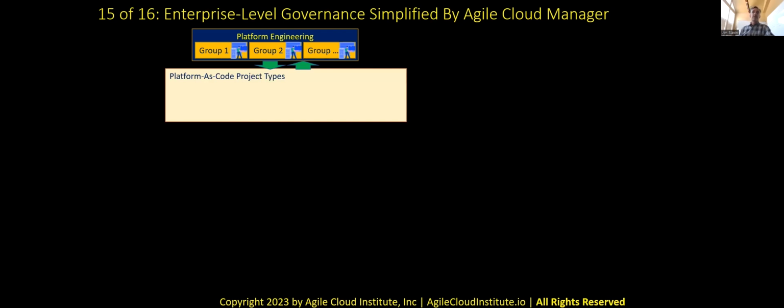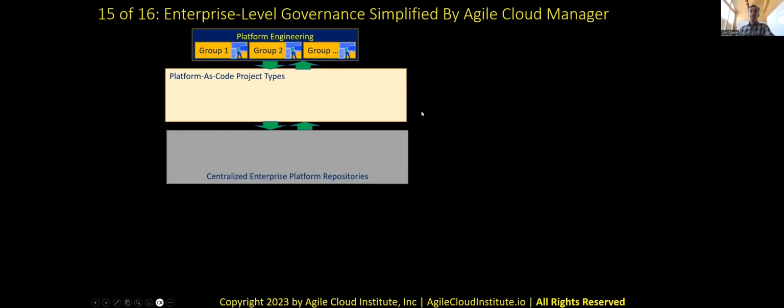That means you've got different types of platform as code, and each one of these types of platform as code might be a grouping for several different types of projects. You also are going to have repositories that need to be connected to the projects. And what these repositories are going to do is enable the work produced by these platform as code project types to actually end up in your environments.